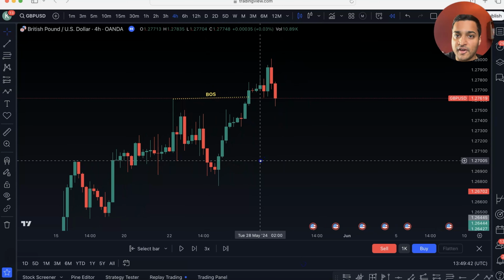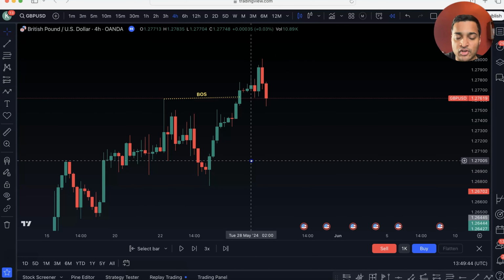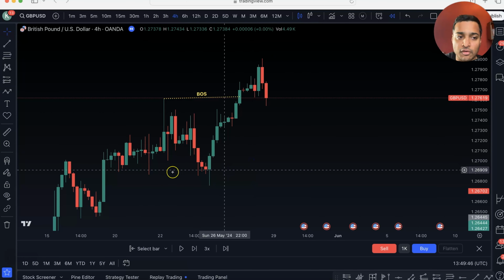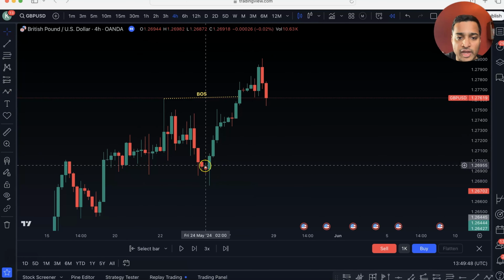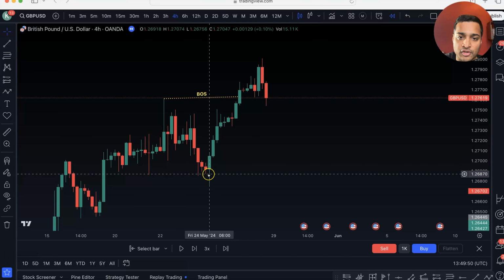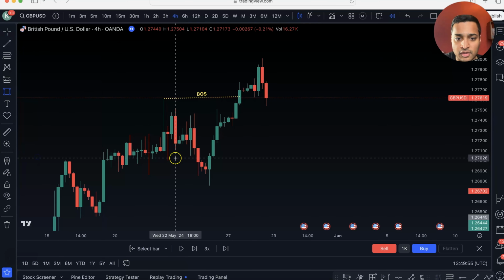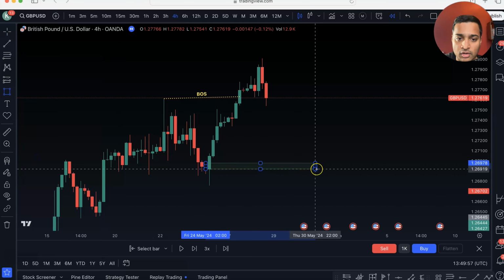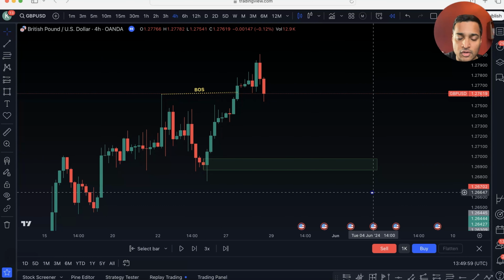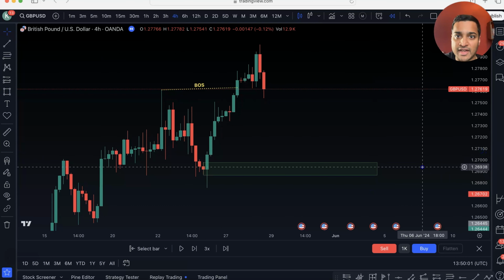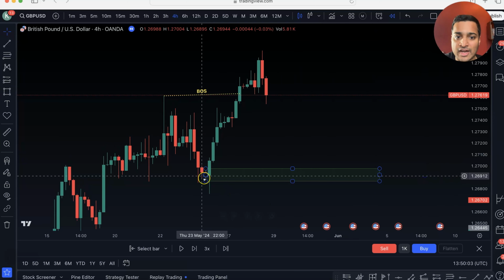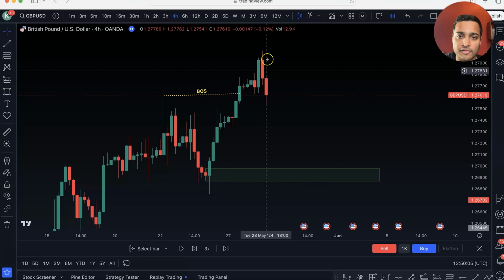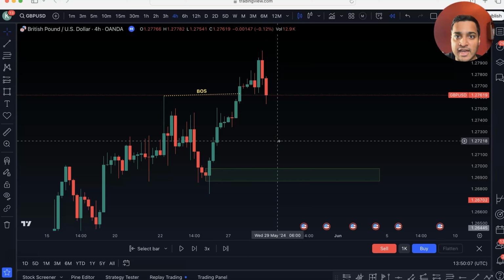So we want to find the 4-hour demand zone in this situation, so the order block to potentially long from. For me here, we had this pause before this impulsive move up. And so I would draw the demand or order block for longs here. Now, many people will tell you the demand zone is always the red candle or the down candle before the up move. And it can be in many cases.